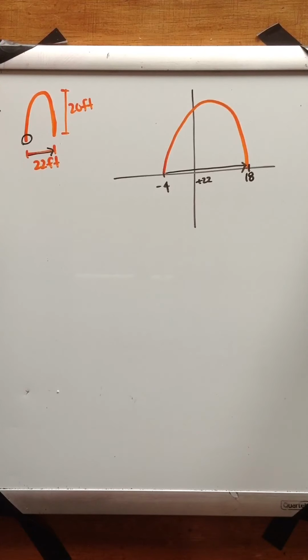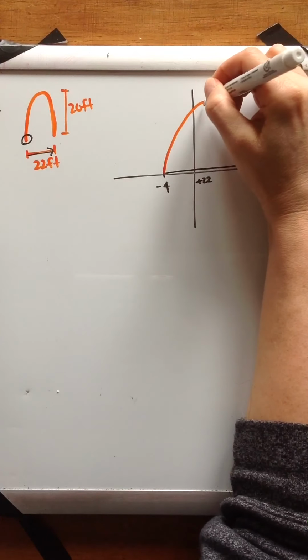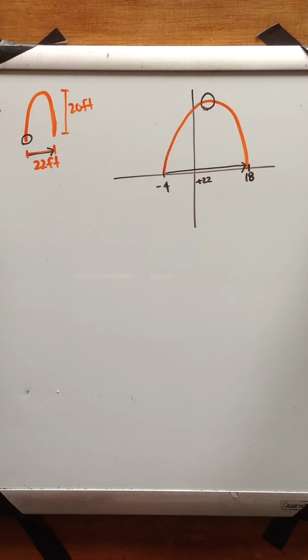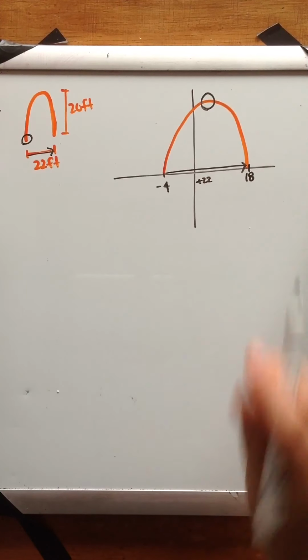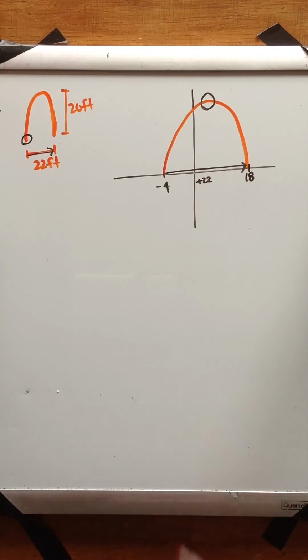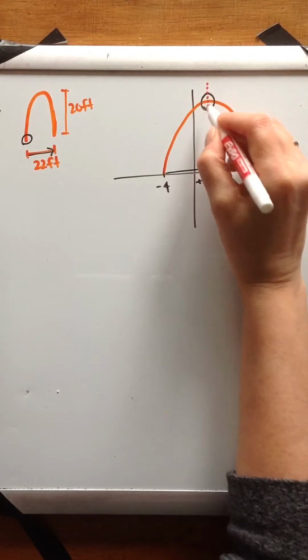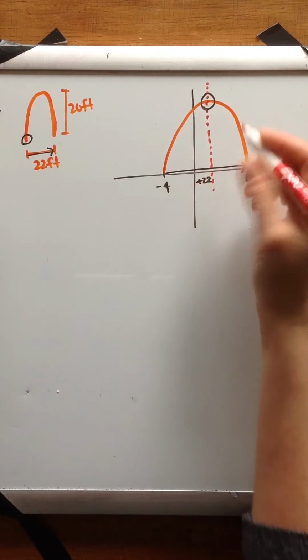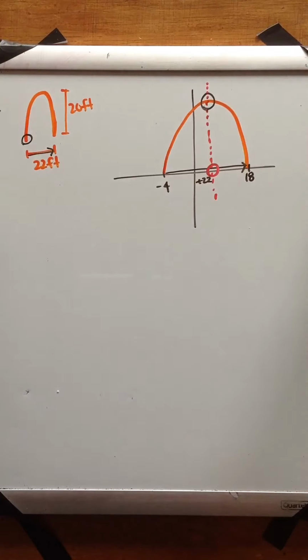We've labeled the x-intercepts. Where would the vertex be? Well, let's remember again that the vertex lies on the axis of symmetry that goes right down the center of this parabola. So, where's the middle? Let's start with the x-axis first.